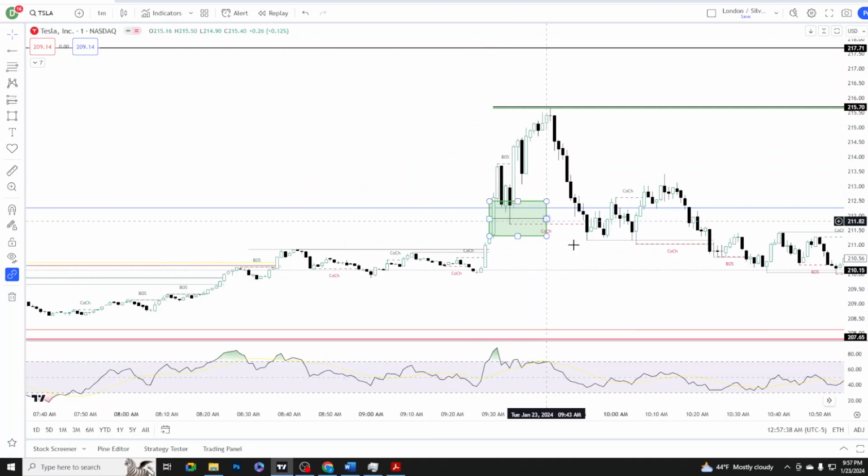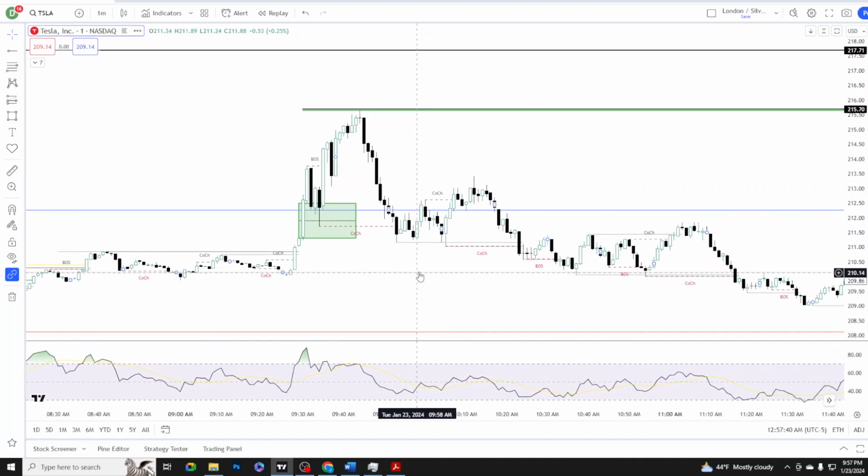Okay, and then from 10 o'clock, we see if we can find a specific setup. So in 10 o'clock, we had started coming back down. We were below market open, 9:30. We were below market open. And so that's a bearish look.